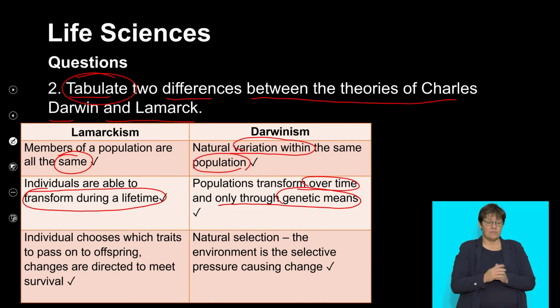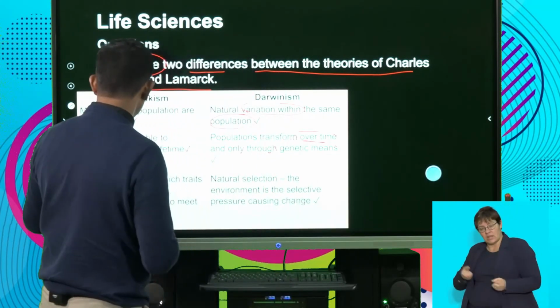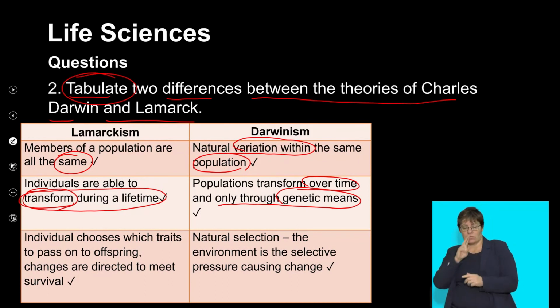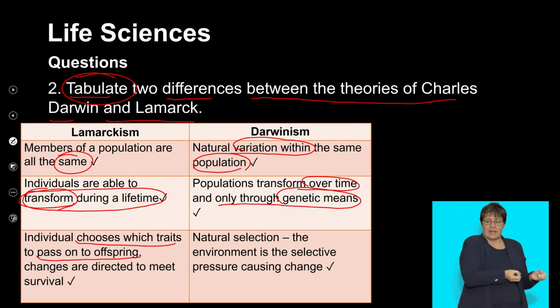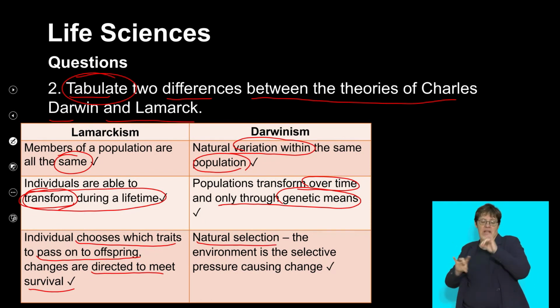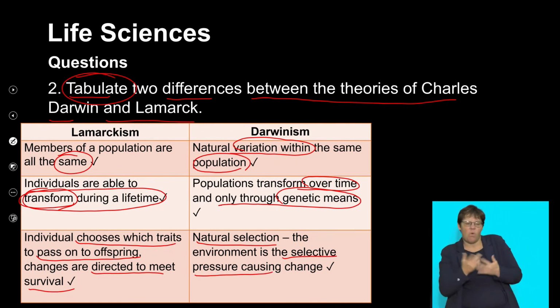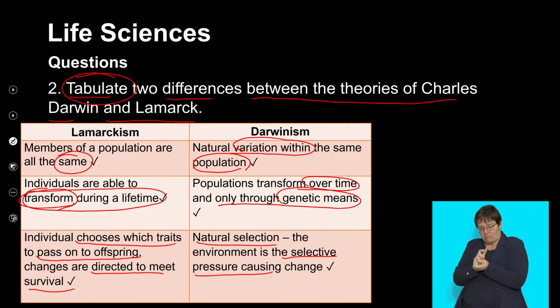Lamarck mentioned that individuals are able to change or transform during their lifetime. Darwin, on the other hand, mentioned that transformation took a longer period of time and only through genetic means. Essentially, the changes that happen were through genetic characteristics being inherited and not through an attempt of trying to change, which is essentially a transformation process that we see. We also note that individuals choose which traits to pass on to the offspring, and changes are directed to meet survival. That's what Lamarck said: it was an intentional process, that individuals changed to suit the environment. However, Darwin mentioned that natural selection favored individuals and that there was a selection pressure causing change and individuals to become different.